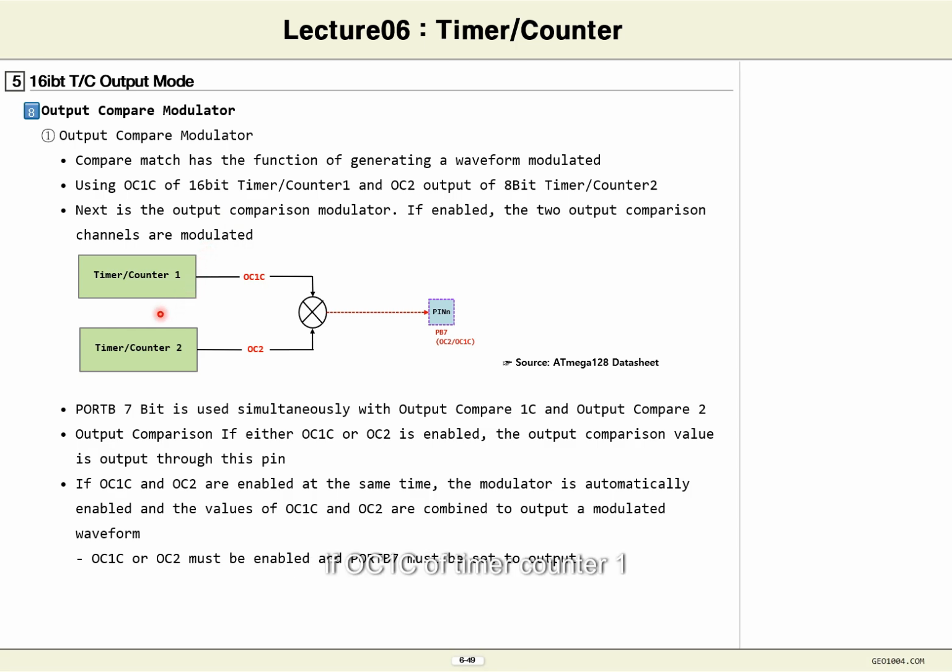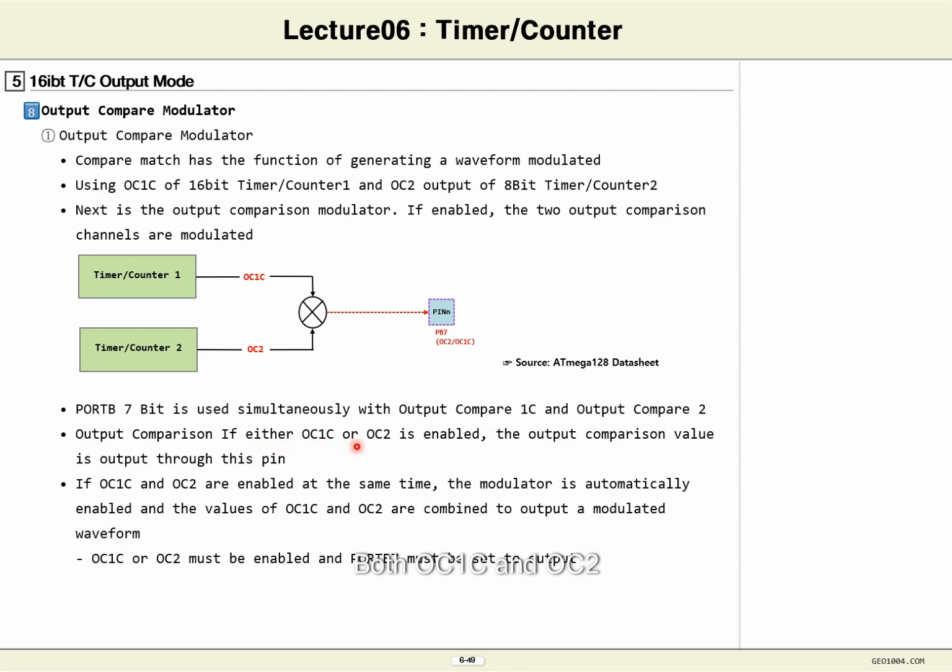As you can see, if OC1C of timer counter 1 and OC2 of timer counter 2 are simultaneously output to pin 7 of PORTB, modulation occurs. Therefore, as you can see, port bit 7 must continuously use the output of OC1C and OC2. They must be used simultaneously. They must all be output at the same time.